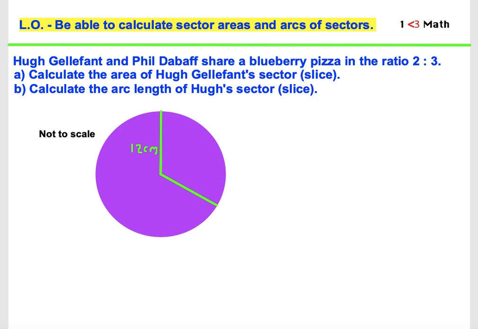So we've got an exam-style question here. Huge Elephant and Fill the Bath share what is an absolutely beautiful looking blueberry pizza in the ratio 2:3. Hugh's getting 2 parts. Phil's very lucky, he's getting 3 parts. So part A, everyone likes a good part A. Calculate the area of Huge Elephant's sector, his slice of pizza. And part B, calculate the arc length of Hugh's sector, his slice of pizza.